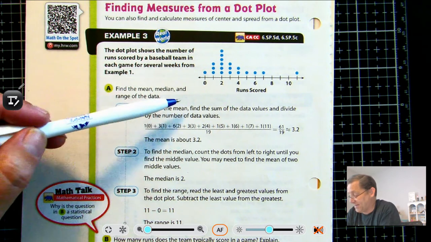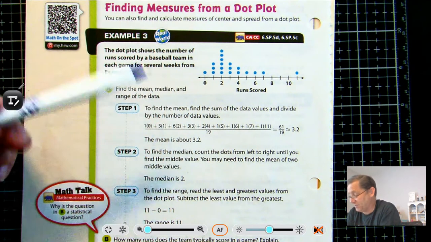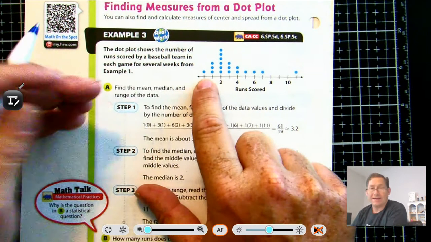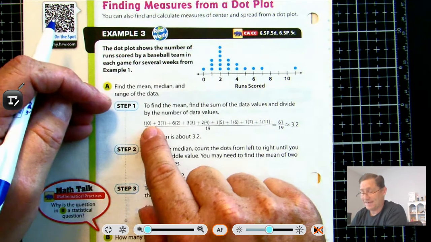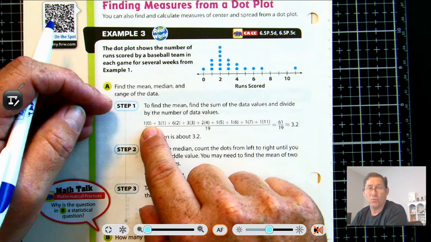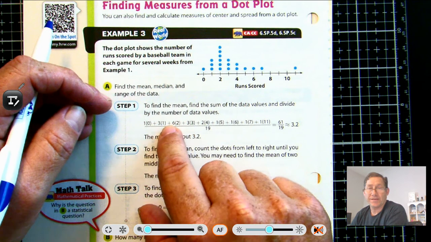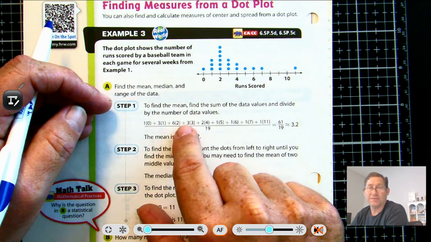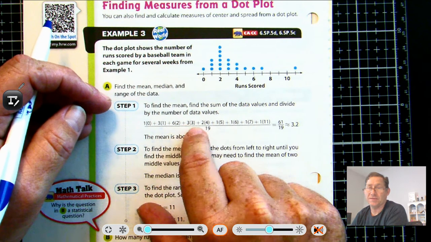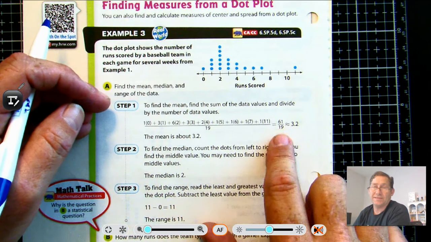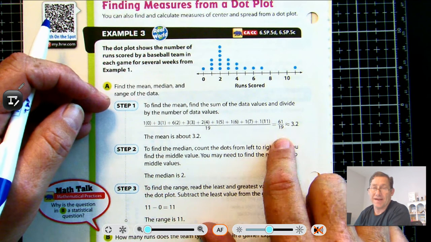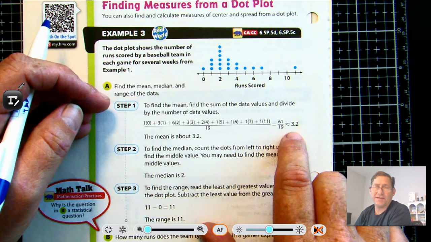Step 1, to find the mean, find the sum of the data values. So basically we're just adding all these up, right? There's one set that were 0, so 1 times 0. There were 3 that were 1, so 3 times 1. There were 6 that were 2, and so on, okay? So the total of these data points is 61. There were 19 data points, so it's approximately 3.2.